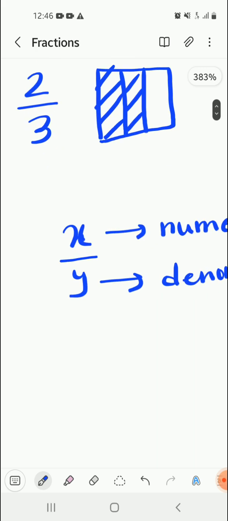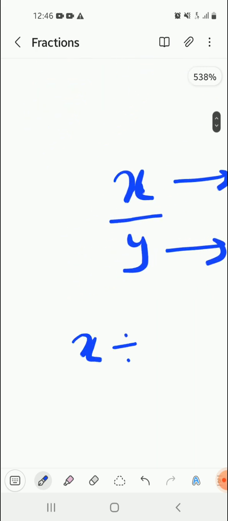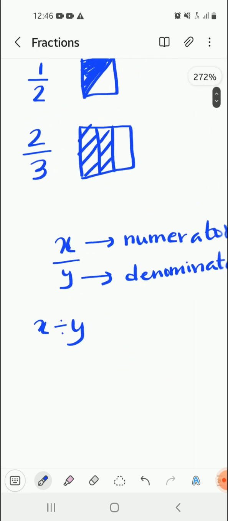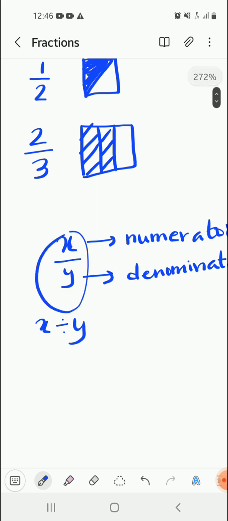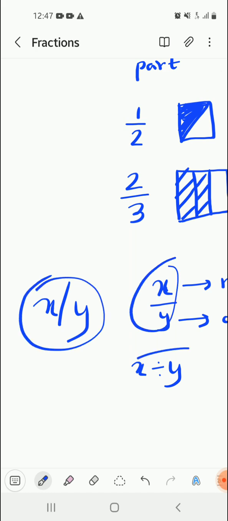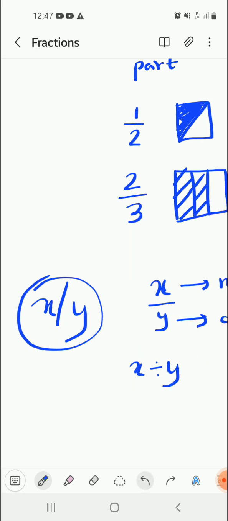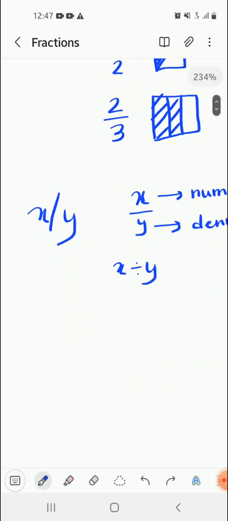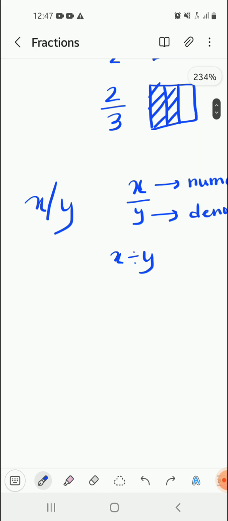Now this actually means x divided by y. This is the mathematical meaning of x by y. It can also be written as x by y. All of this means the same thing. Only this is the division form and this is the fraction form. Now moving on, we are going to learn about the different types of fraction.